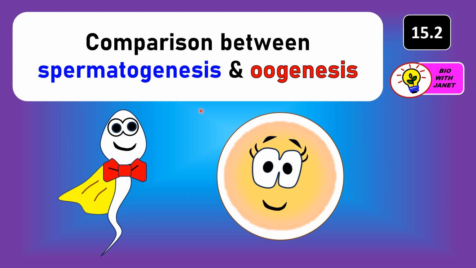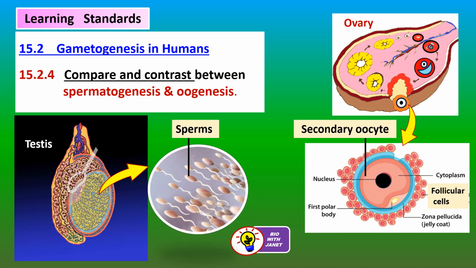In this video, we are going to cover the last part of subtopic 15.2 of the Form 5 Biology KSSM syllabus. The title is Comparison between Spermatogenesis and Oogenesis. Our learning standards are that at the end of this video, we should be able to compare and contrast between spermatogenesis, as shown here, which is the formation of sperms in the testes, and oogenesis, which is the formation of the ovum or the secondary oocyte in the ovary.